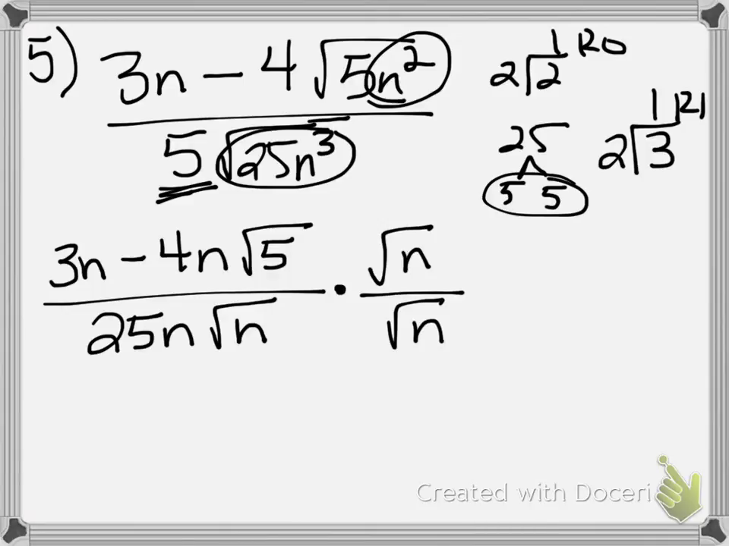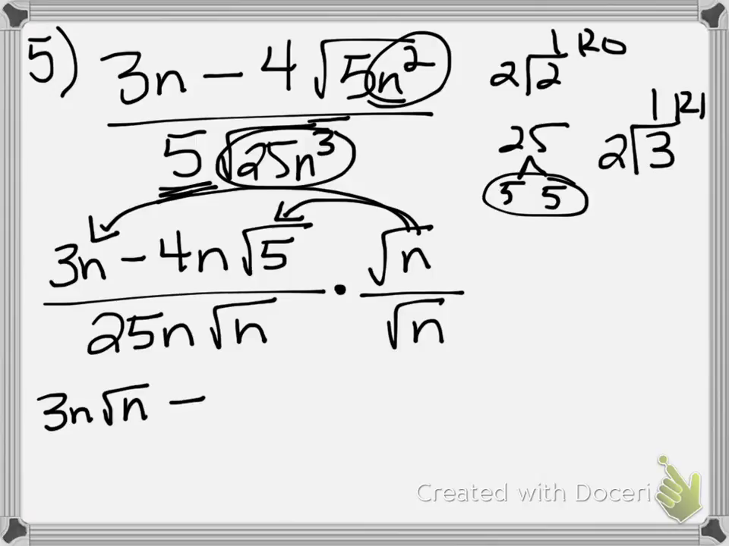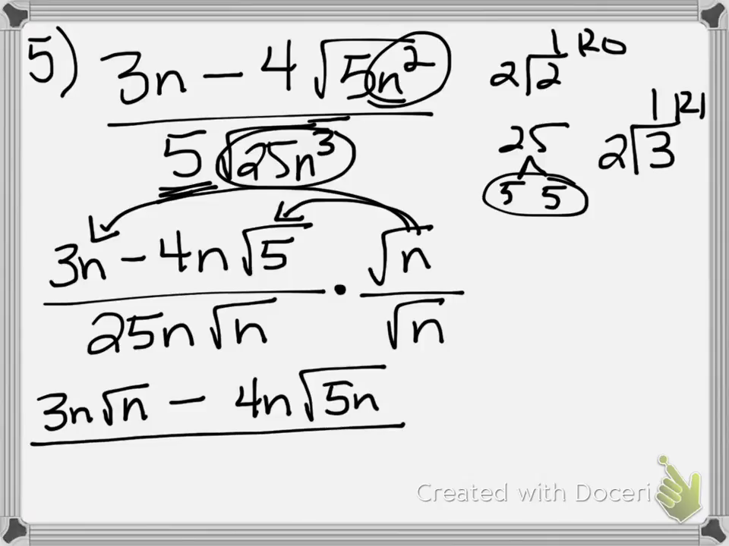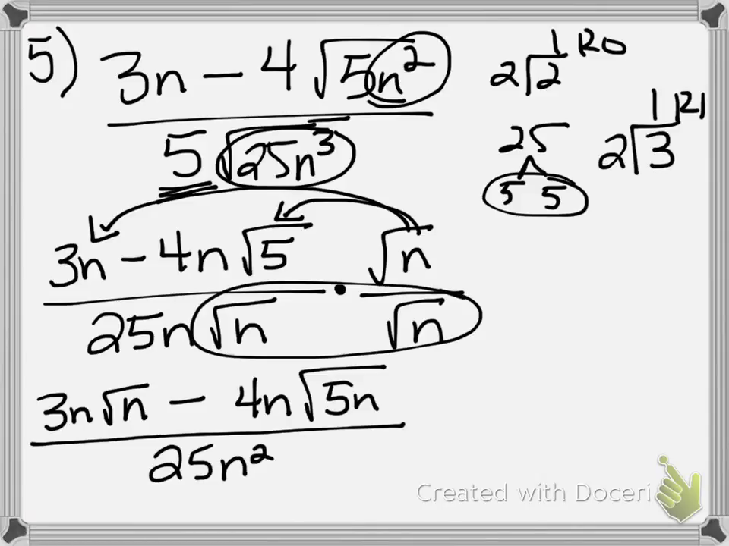multiply by the square root of n over the square root of n. I'm going to distribute that to both parts of that binomial in the numerator. So that means I'm going to have 3n square root of n minus 4n square root of 5n, and that's going to be all over 25 n to the second power, because when I multiply square root of n times square root of n, I get n, and I need to multiply that n by that. So n times n gives you n squared.